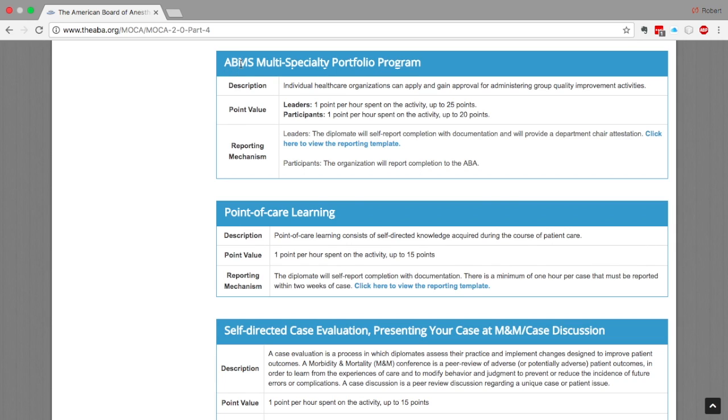There's the American Board of Medical Specialties multi-specialty portfolio program. This is worth 25 points for leaders and 20 points for participants, at 1 point per hour. This would be if our entire organization were to get approval from the ABMS to have a group of quality improvement activities that is a multidisciplinary report. So like if we got in with surgery and, say, internal medicine, and came up with a way to improve our care of inpatients who are on the medical floors, or improve their optimization for surgery. That would be something that would probably come under this.